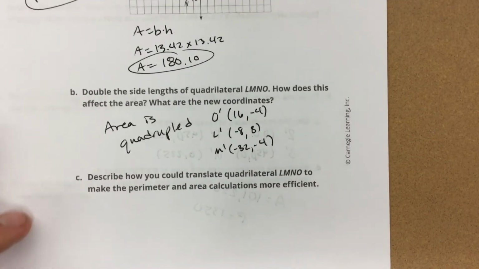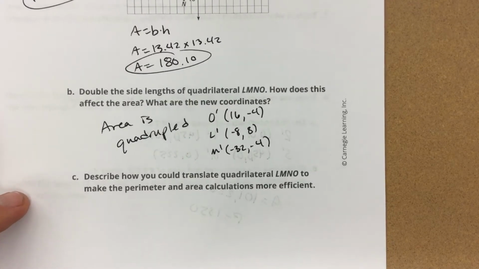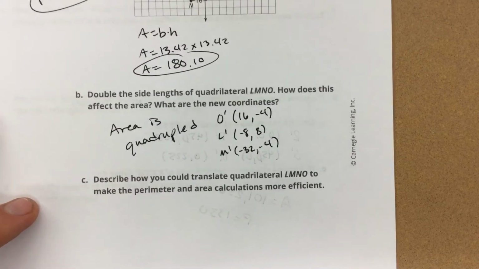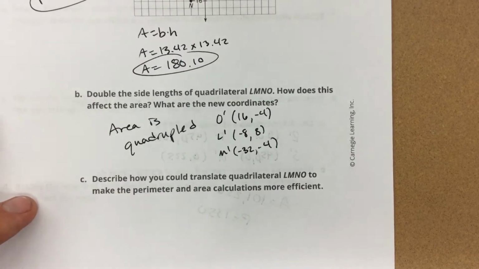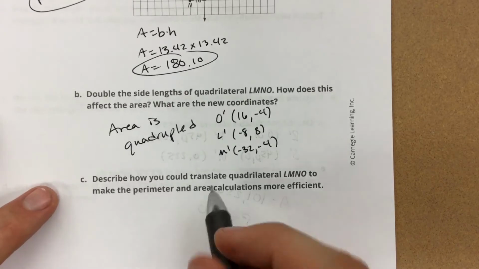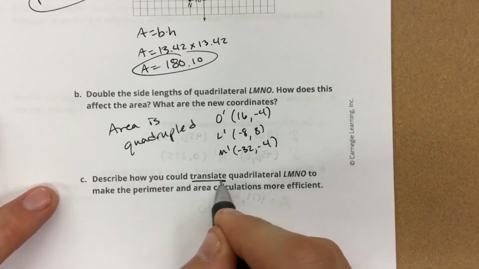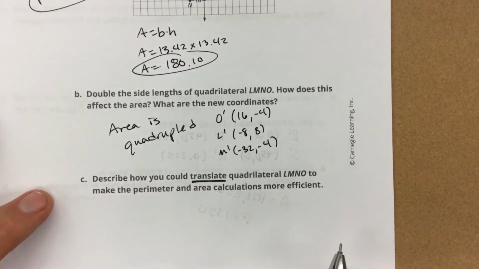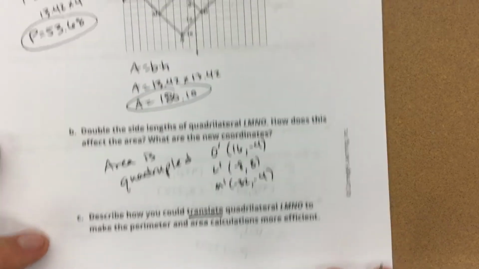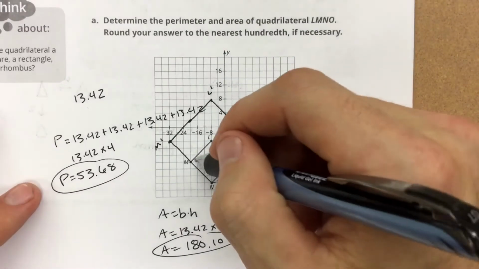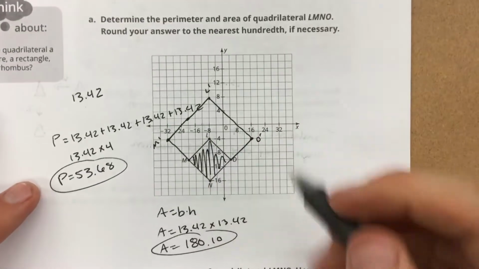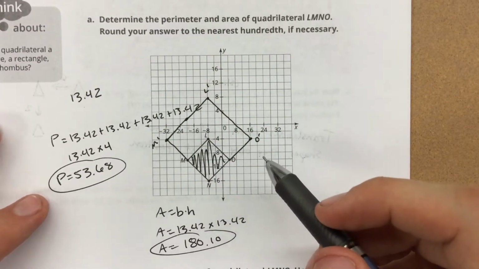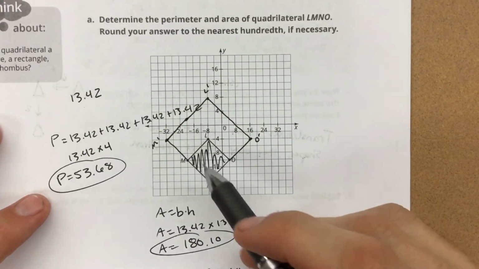Part C says describe how you could translate quadrilateral LMNO to make the perimeter and area calculations more efficient, okay? So really fast, more efficient means easier, less work that's required. So the important thing to remember here is that we are translating it. So we said in our last video that a translation is a slide. So that means that I want to take this original shape, and I want to slide it to make my job easier.